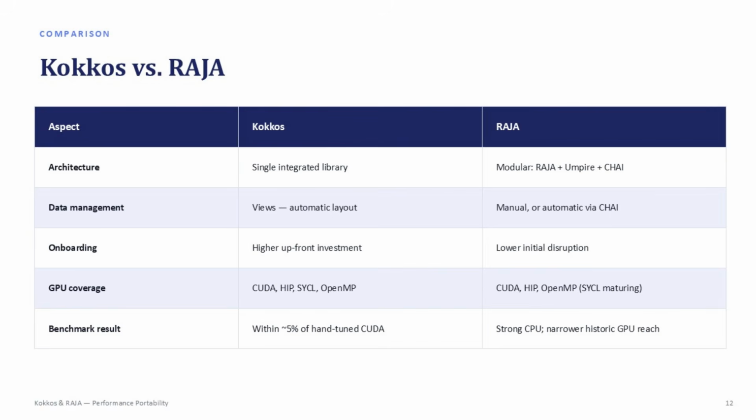Now let's compare them. Kokkos is a more integrated library and uses views for data management. RAJA is more modular and works together with Umpire and CHAI. Kokkos supports CUDA, HIP, SYCL, and OpenMP, while RAJA has strong support for CUDA, HIP, and OpenMP. So both provide portability, but they use slightly different approaches.